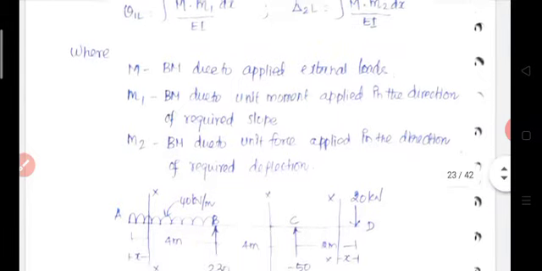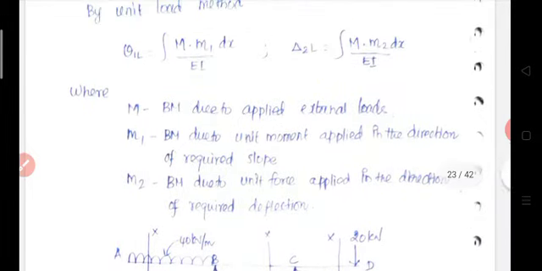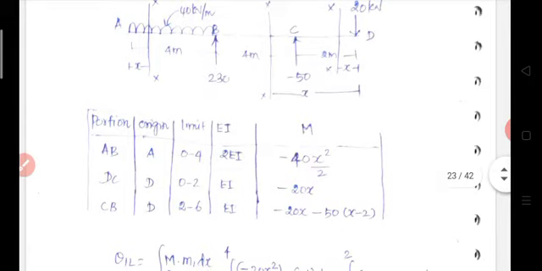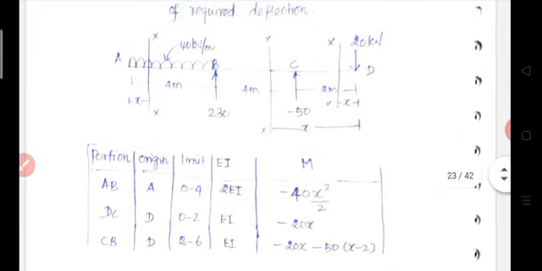We already determined the values of m1 and m2 in the previous table. Now, we are going to determine only the capital M value, the bending moment due to external load. Again you should make a table like this, or you may add this capital M portion in the previous table itself. So, again portion, origin, limit, EI, then capital M. All are the same. First consider the AB portion, the origin is the same, A, the limit is 0 to 4, EI is equal to 2 times EI.